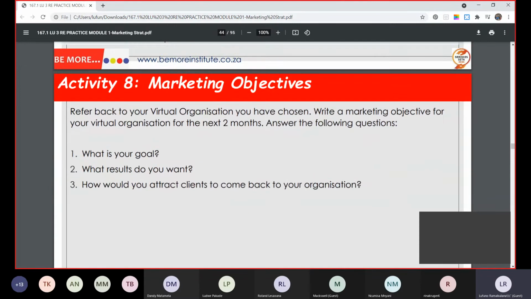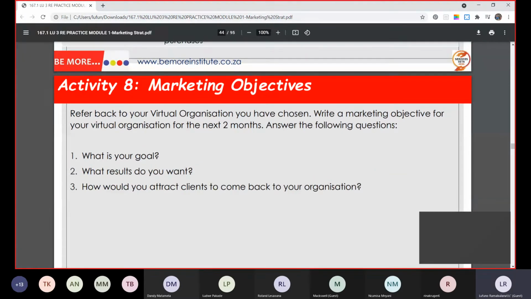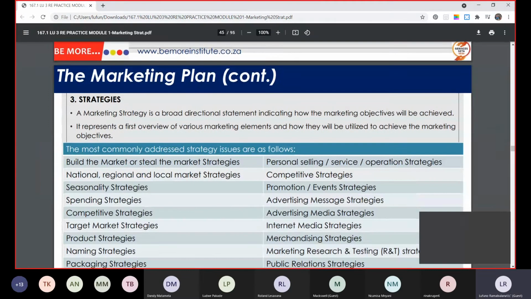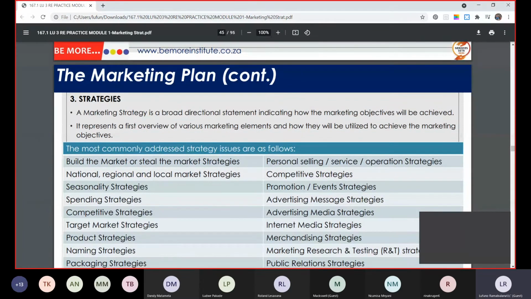And then you will do the activity. The activity involves the goals, the results of what you want, basically looking at your market objective. Are we clear with the market objective? Now we move on to strategy.